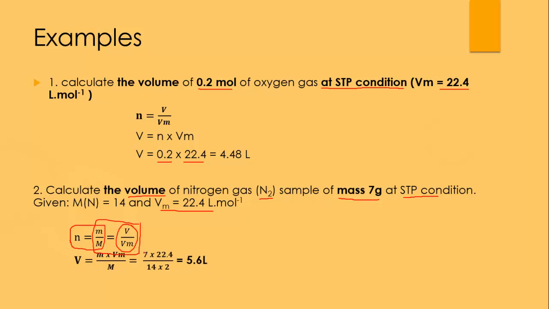The mass is given 70 gram, Vm is 22.4 liter, and the molar mass of nitrogen, we substitute the molar mass of nitrogen of N2, and not for N. N is equal to 14, and the coefficient of nitrogen is 2, so 14 times 2. Molar mass of nitrogen 14 times 2. By calculation, the volume is 5.6 liter.